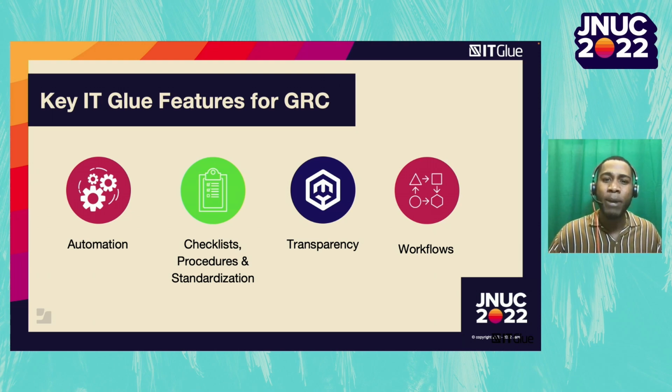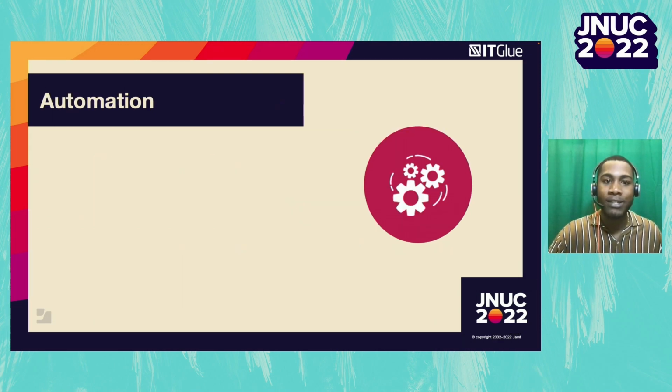And when it comes to GRC, IT Glue is equipped with a litany of features that really help you achieve a better GRC status, whether that be automations for discovering your network and asset information, to checklists for setting some standards in place for your procedures, to transparent ways to communicate data back and forth with your clients, or even automated workflows to keep the right stakeholders in the loop. IT Glue is able to set you up for success.